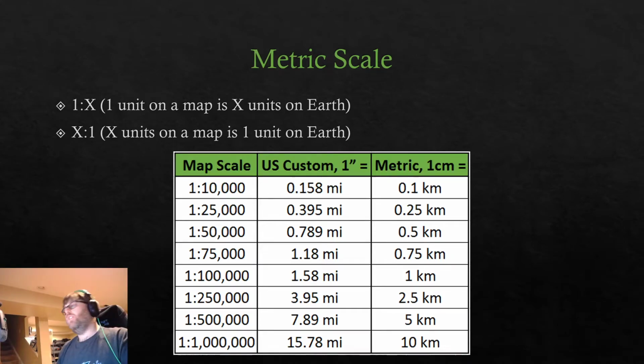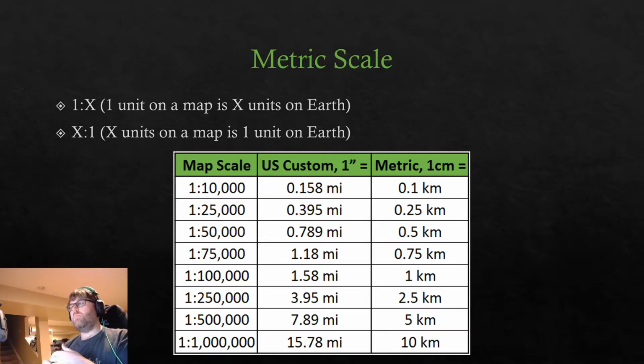Metric scale is very similar to a representative fraction. In fact, the first one that I have listed here is technically a representative fraction. It's 1 to x. The other form is x to 1, and it's simply the ratio of a unit on a map to the unit on Earth. It's similar to the last slide. If you were to say 1 to 100, the thing with metric scales is it could mean 1 centimeter on a map is equivalent to 100 centimeters on Earth, or it could be 1 inch on a map is equivalent to 100 inches, or a mile is equivalent to 100 miles.